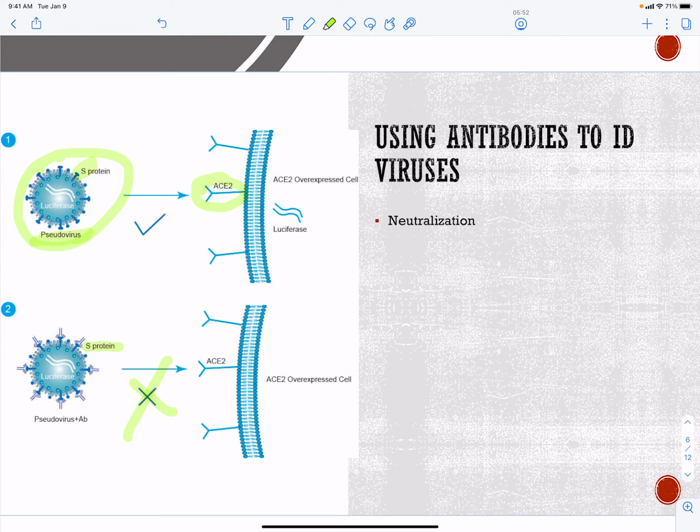Now what happens to this virus? Well, remember, your antibodies have Fc regions, your macrophages have Fc receptors, so this virus will get eaten by a macrophage and will be eliminated.